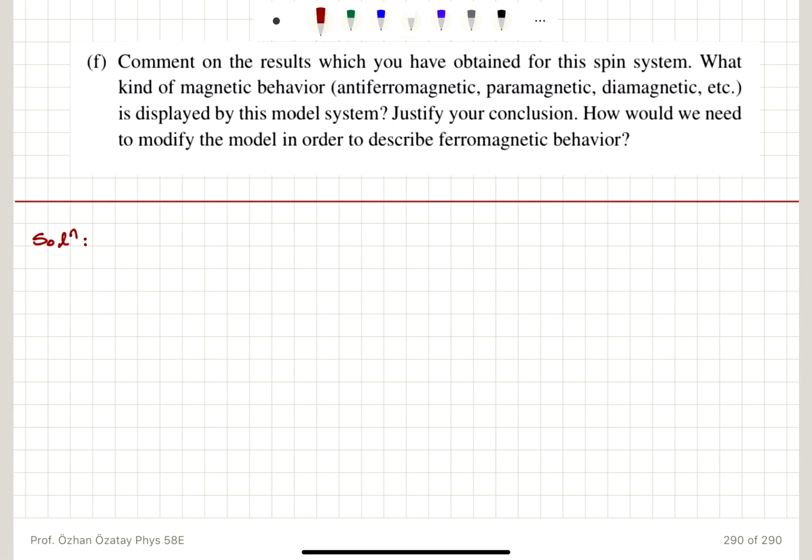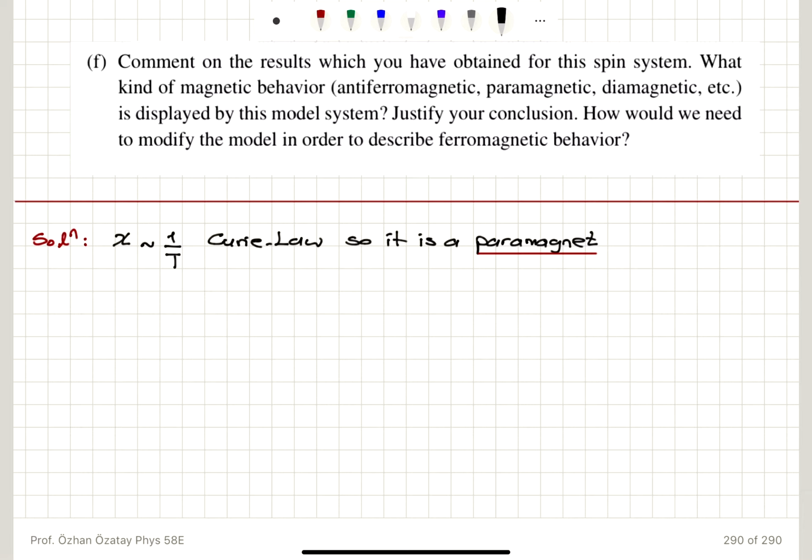And finally, comment on the results which you have obtained for this spin system. What kind of magnetic behavior, antiferromagnetic, paramagnetic, diamagnetic, etc., is displayed by this model system? Justify your conclusion. How would we need to modify the model in order to describe ferromagnetic behavior? So the susceptibility varies as 1 over temperature, and you know that this is the Curie law for paramagnets, right? So it is a paramagnet. It has a small positive susceptibility that also shows that it is a paramagnet.